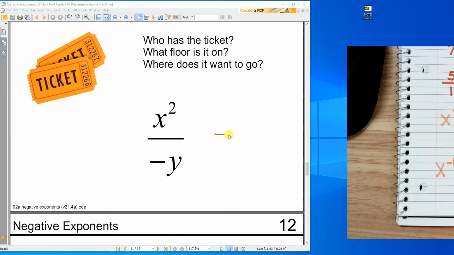I draw the 2-story building. The X doesn't have a ticket, so it stays on top. The Y doesn't have a ticket, so it stays on the bottom. Notice there's no ticket here. This is not a ticket. That's just a negative. A ticket would be up here, like that.